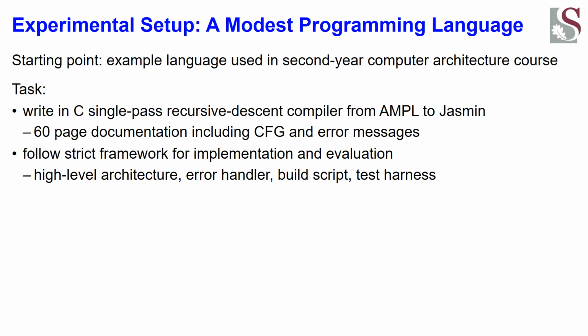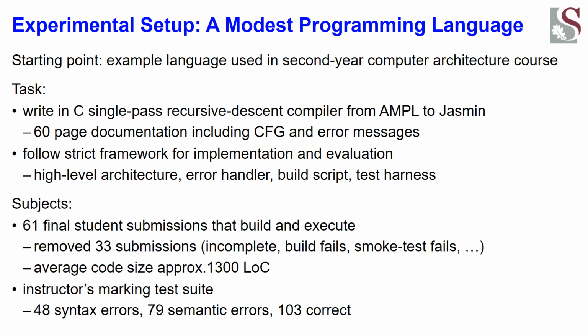The task the students were given was to write in C a single-pass recursive descent compiler from AMPL to the Jasmine Java bytecode interpreter. They were given about 60 pages of documentation, which included the CFG and the list of error messages with informal descriptions when they needed to be triggered. For our experimental evaluation, we used the 61 final submissions that built cleanly and passed some basic smoke tests. Think compiling Hello World. We also took the test suite that the instructor used for marking the submissions.